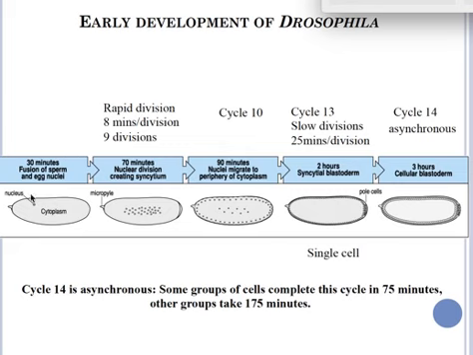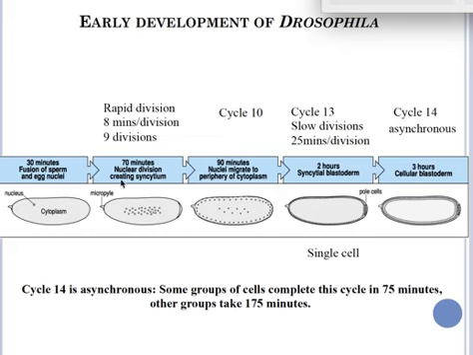So this diagram shows us the early development in Drosophila from the fertilization to the cellular blastoderm stage. After fertilization we have a fusion of the sperm nucleus and the egg nucleus to form a diploid nucleus inside the cell. These nuclei are fused 30 minutes after fertilization.